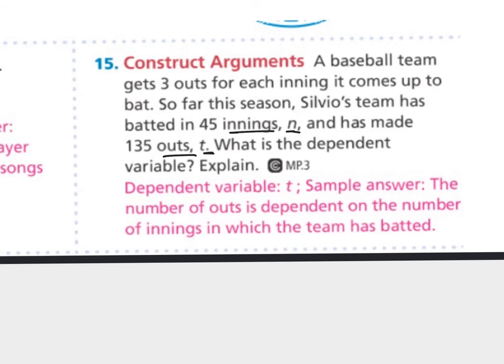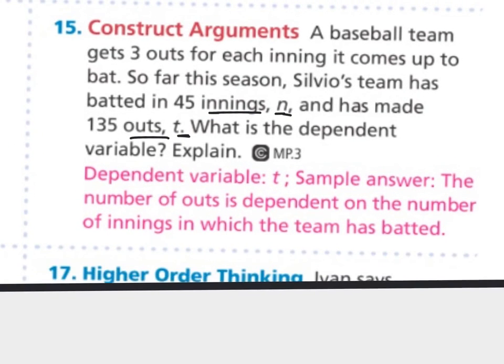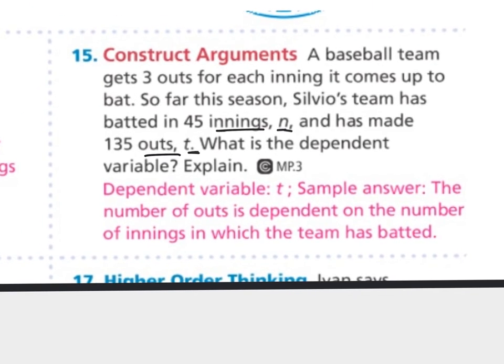So on this one, dependent would be the number of outs because the number of outs depends on how many innings that you bat. And some of these are maybe not as easy to tell as others, but basically you get the new inning and then you're going to be batting at some point in that inning, and then that's going to affect how many outs you're going to be able to get.